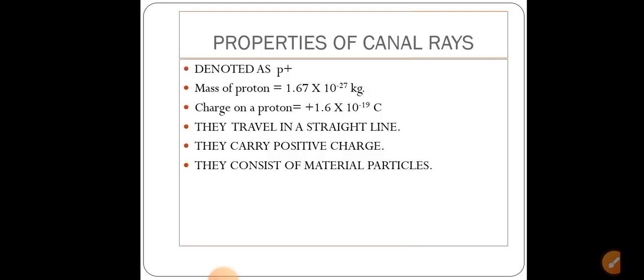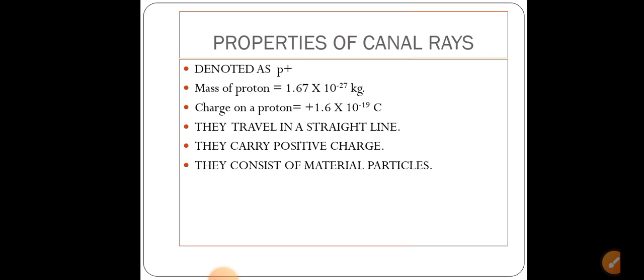Now, based on this, there are certain properties of canal rays. As we all know, a proton is denoted as P plus, and the mass of a proton is 1.67 into 10 power of minus 27 kg. The charge on a proton is plus 1.6 into 10 power of minus 19 coulomb. Based on the experiment, it was proved that canal rays travel in a straight line and carry positive charge. The third point observed was that they consist of material particles.